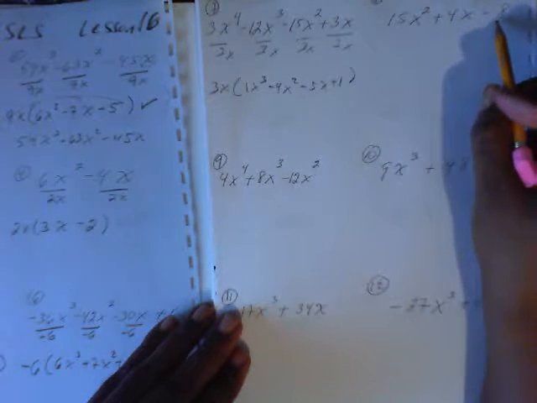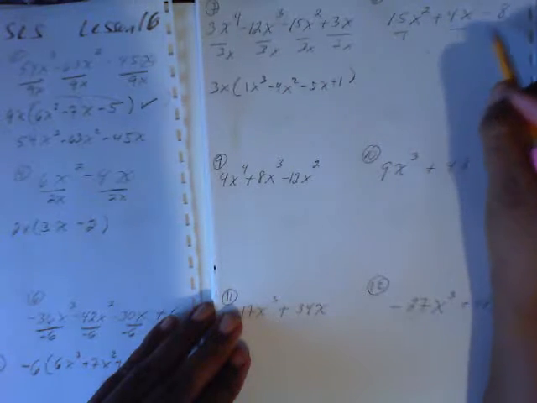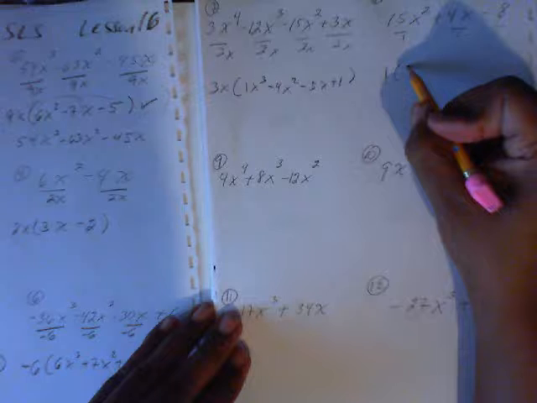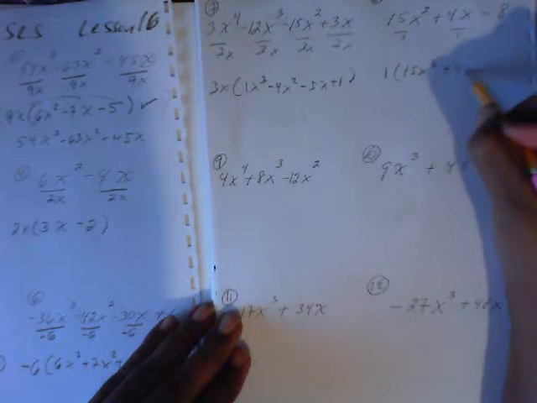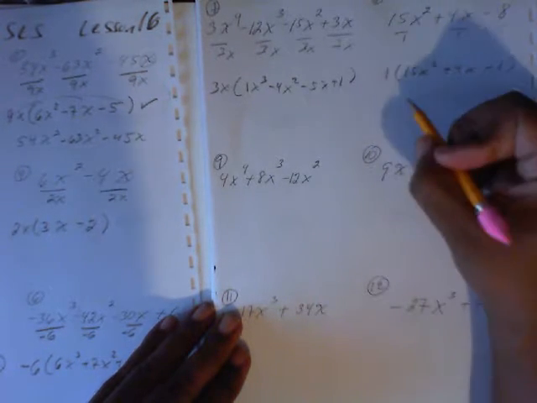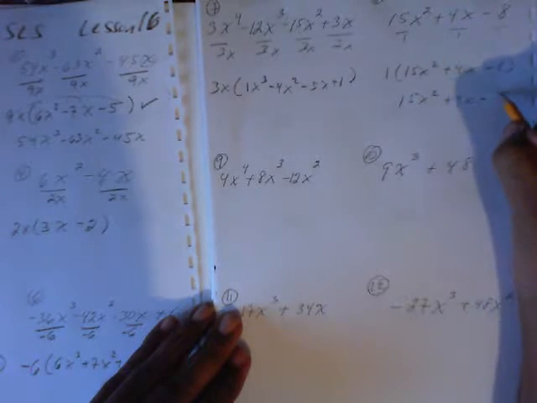Okay, here. 15, 4, and 8. The only thing that will divide in each of these would be a 1. So if we divided everything by 1, we would get 1 parentheses. 15 divided by 1 is 15, x squared. 4 divided by 1 is 4 with x. And negative 8 divided by 1 is negative 8. And remember, 1s are understood. Therefore, this cannot be factored.